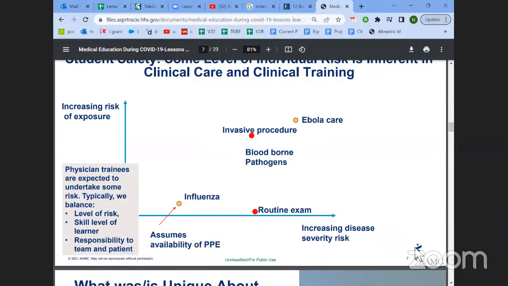And if we look at it from a disease perspective, if you have a patient with influenza with the appropriate PPE, they'll have a lower risk of disease compared to Ebola. So this is a general consensus of the risks for med students during clinical settings. Next slide.